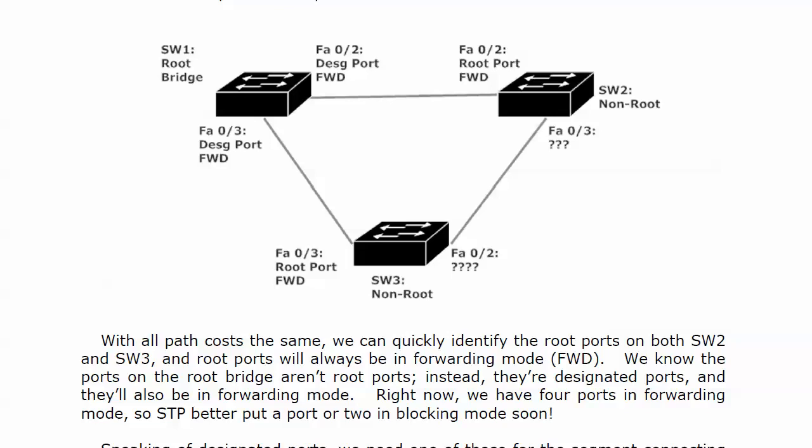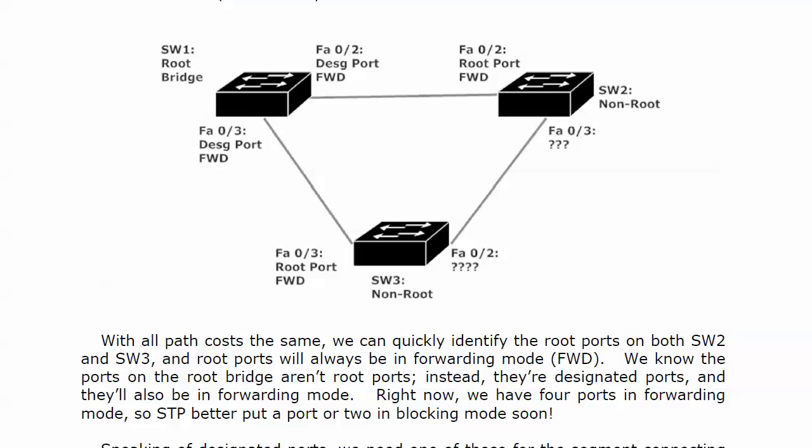And the root ports are always in forwarding mode. So I know that on switch 2, Fast Ethernet 2 is going to be my root. I know on switch 3, Fast Ethernet 3 is going to be my root. We also know the ports on the root bridge are not root ports. They're designated ports, DESG, and they are also in forwarding mode. Right now, at this point, we've got 4 ports in forwarding mode, so STP better get a little busy here about putting a port or 2 in blocking mode.